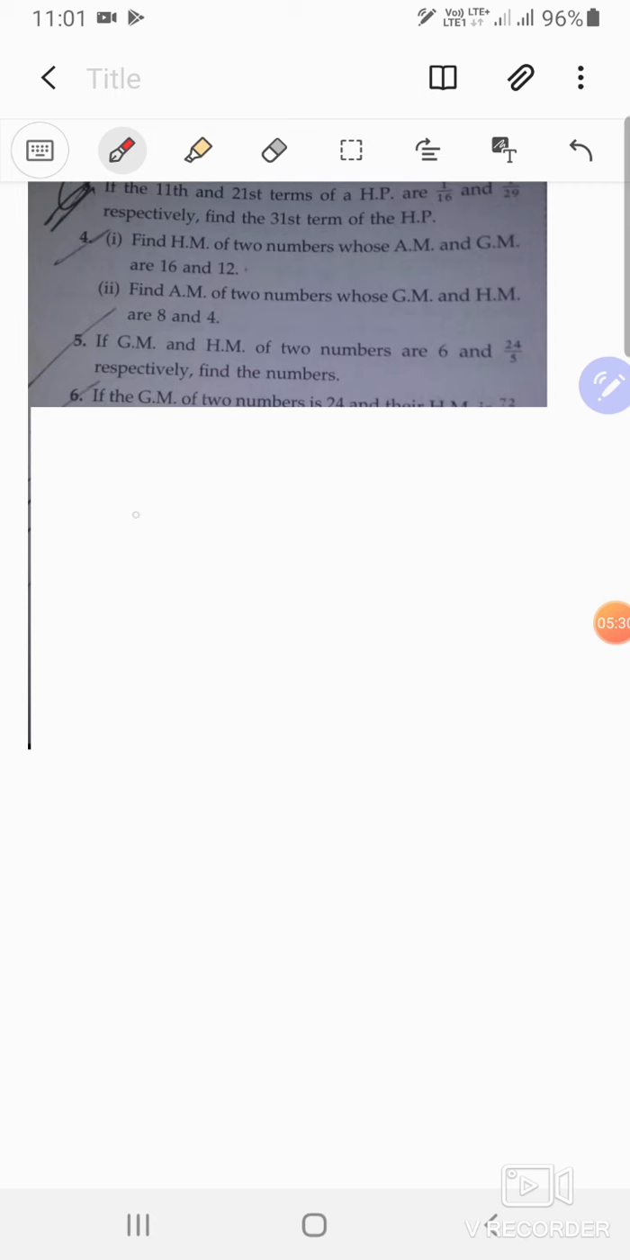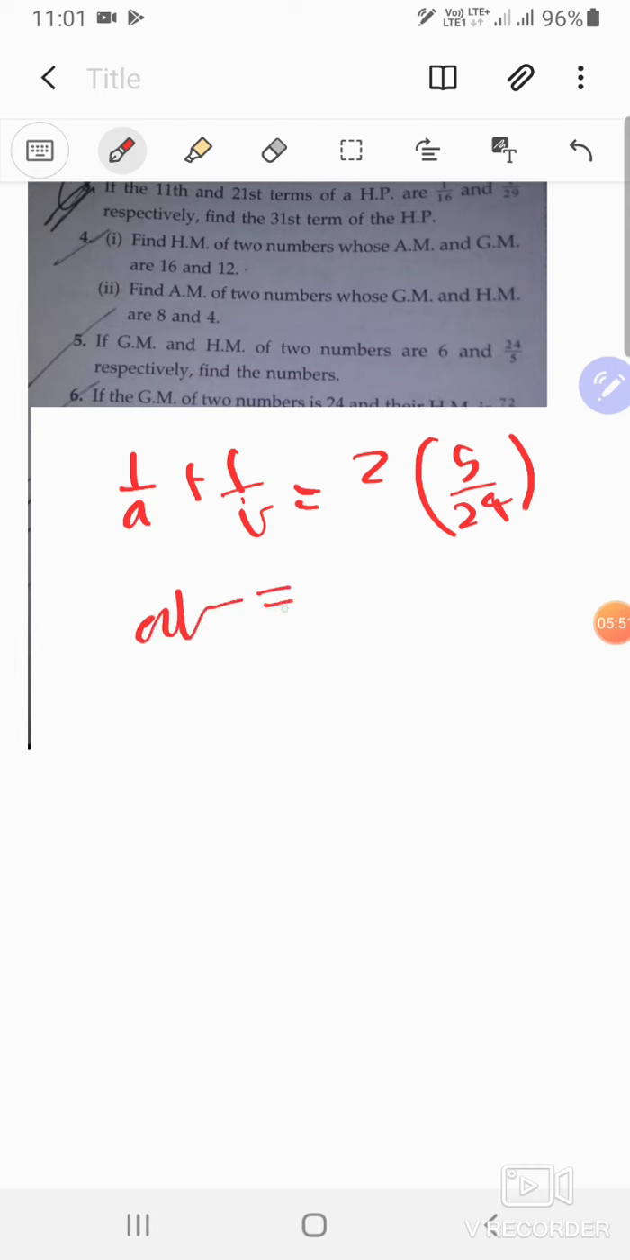Okay, so here's the thing, that 1 by a plus 1 by b, that is going to be 2 times the harmonic mean. No, wait, 2 times the reciprocal of the harmonic mean. So 2 into 5 upon 24, right? Okay, that's nice. And then the GM, that is going to be a times b, so a times b is equal to 6.